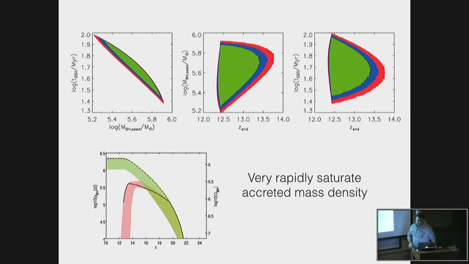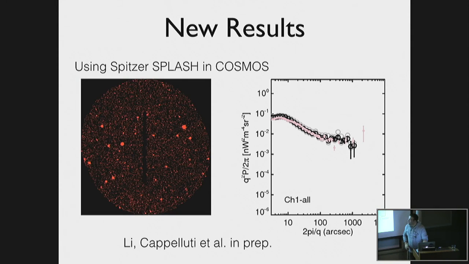The best data set so far is COSMOS. Here is the SPLASH survey, the PI is Peter Capak. It's a 2-square-degree survey in the COSMOS field. And here is the auto-power spectrum in black of the fluctuation of the cosmic IR background. You can see that the statistics and the quality of the data is impressive. This is only half of the field. When we add the second half of the field, the data will be even better and go to larger scales. That's what we want.